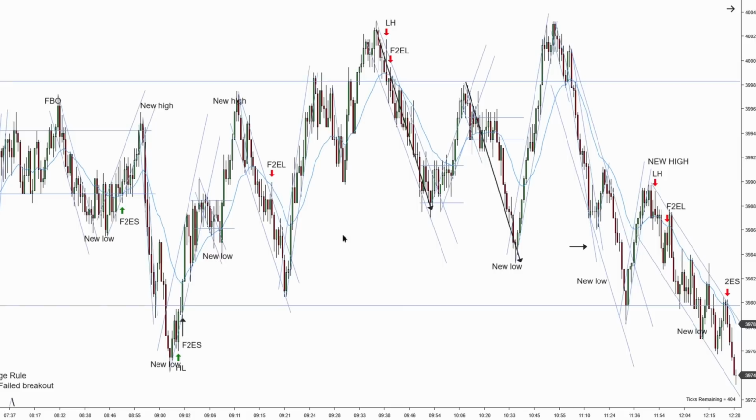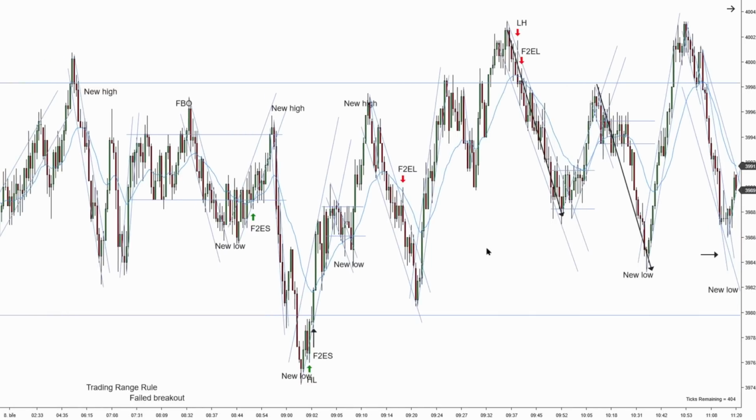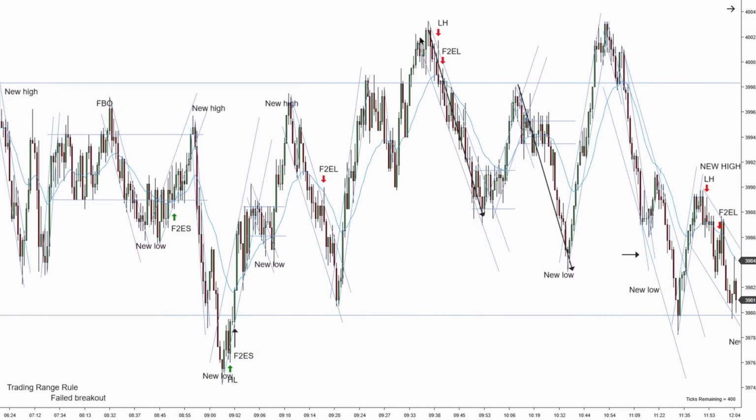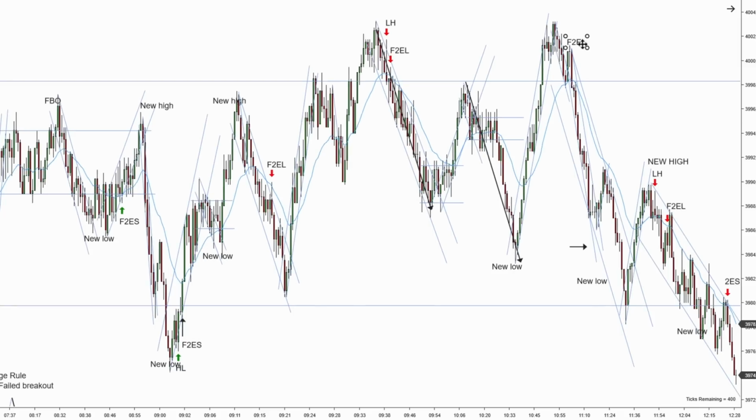So I hope that after today's lesson, you are more aware of what to look for when you are trading ranging markets. The safest way for you to predict that the breakout is failing is for you to wait for the failed second entry short when you're buying after a failed breakout, or the failed second entry long when you're selling after a failed breakout. There was another failed second entry long here.